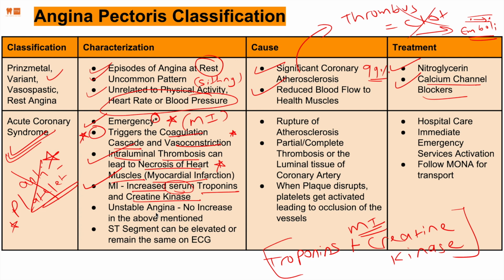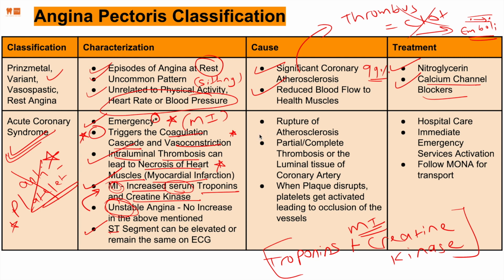Now, in an unstable angina, there is no increase of these markers, and that's the differentiation. Unpredictable. Increase in troponins and creatine kinase versus no increase in troponin and creatine kinase. Okay? Remember the difference? Please write that down, you guys. On the ECG, the ST segment can be seen elevated or remain the same. That is another sign of myocardial infarction.